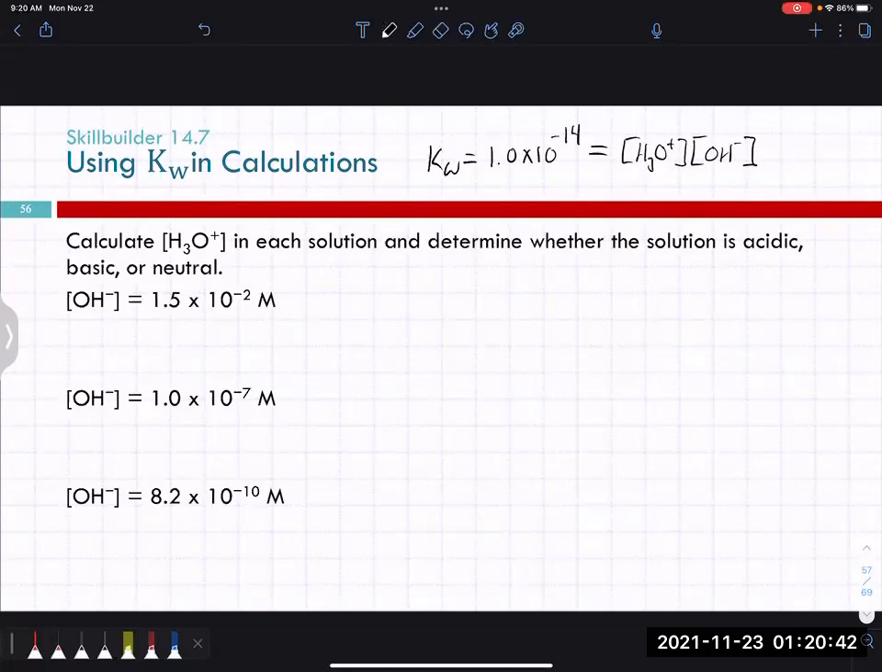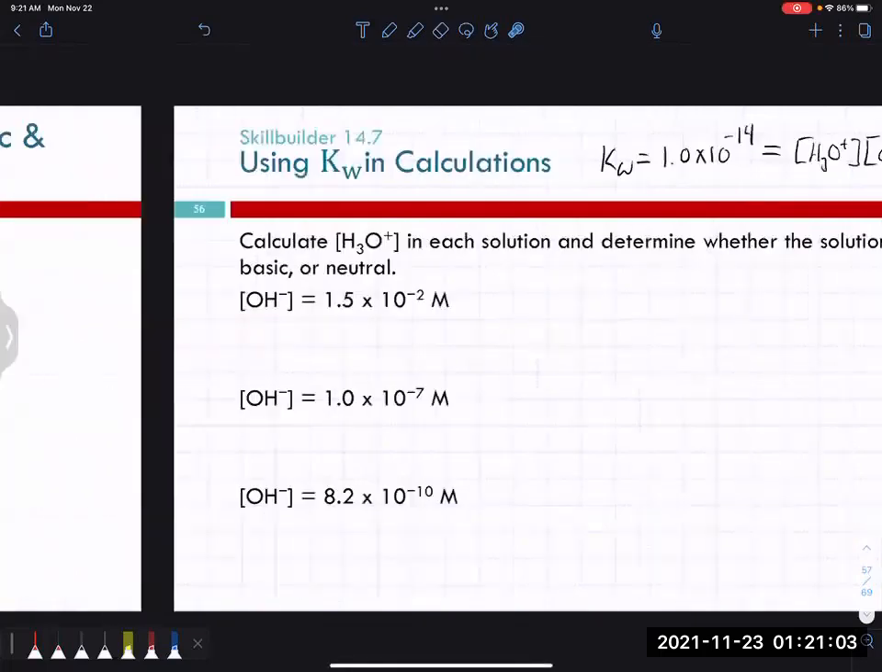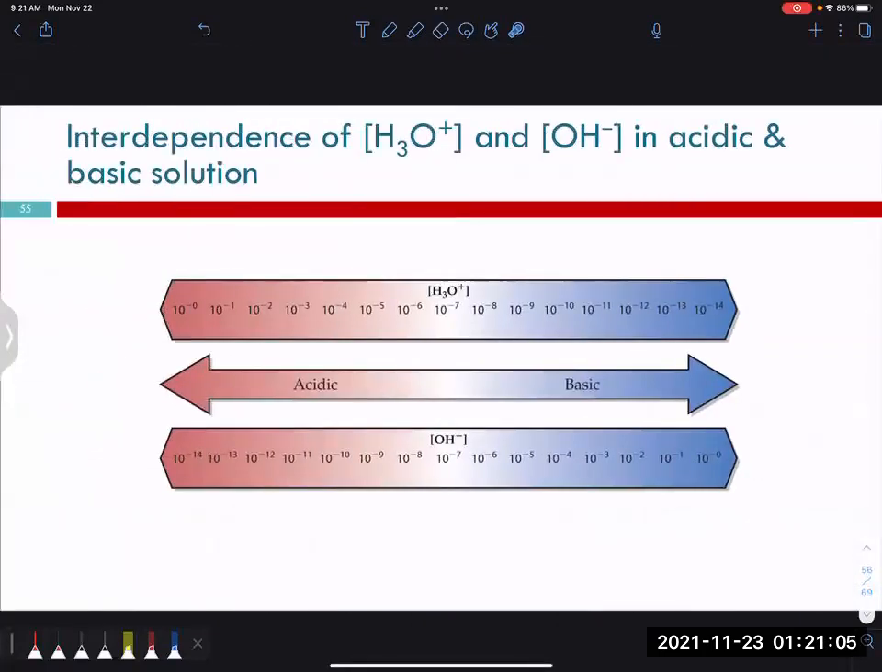So really, we can just take these numbers, plug them in, and solve for the one that we want. So these are all hydroxide concentrations. Now, before we even do that, is this acidic or basic based on the OH concentration? We have 1.5 times 10 to the negative 2. We go back to our scale, and since we're looking at hydroxide, if this is times 10 to the negative 2, it's a basic solution.